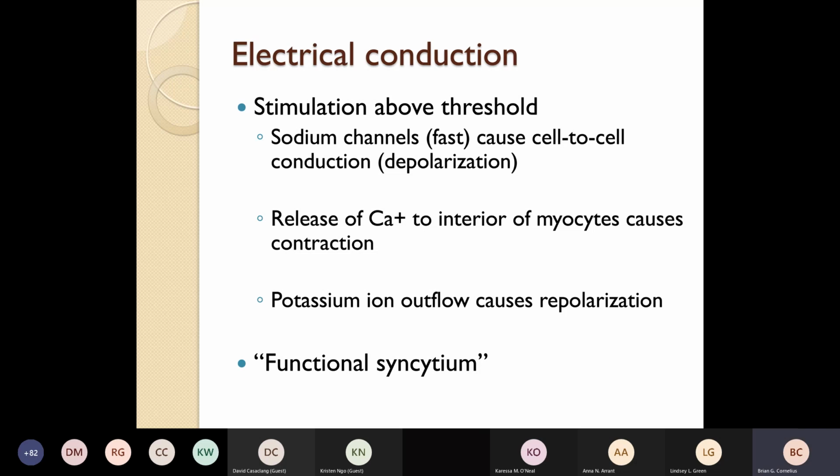So we're going to start a little review of electrical conduction, and I'm sure when Dr. Schmidt gets to this, he'll go over it in great detail. But what you see happen is that for some reason you have stimulation above threshold, and the sodium channels, which you'll remember are the fast channels, cause cell-to-cell conduction. So as that happens, you start to see depolarization from those cells, and it goes from one cell to the next to the next. When that happens, you have a release of calcium into the interior of the myocytes, which then causes contraction. As that happens, you simultaneously, or immediately thereafter, have potassium outflow, which then causes repolarization.